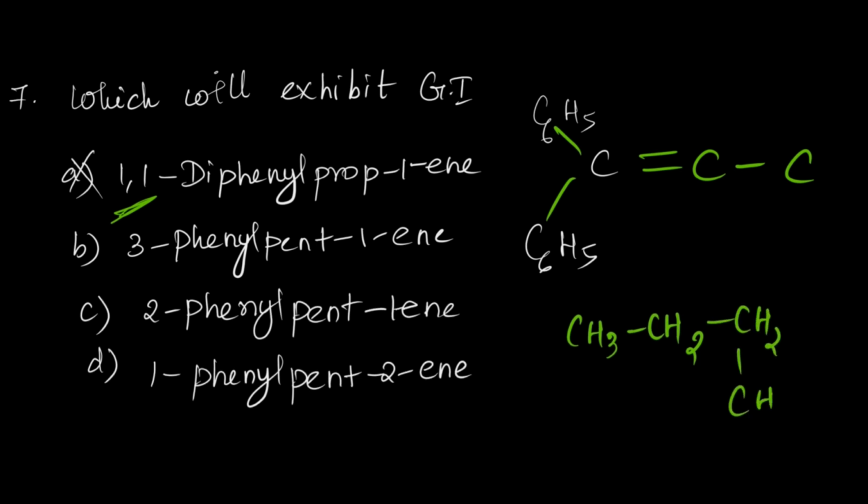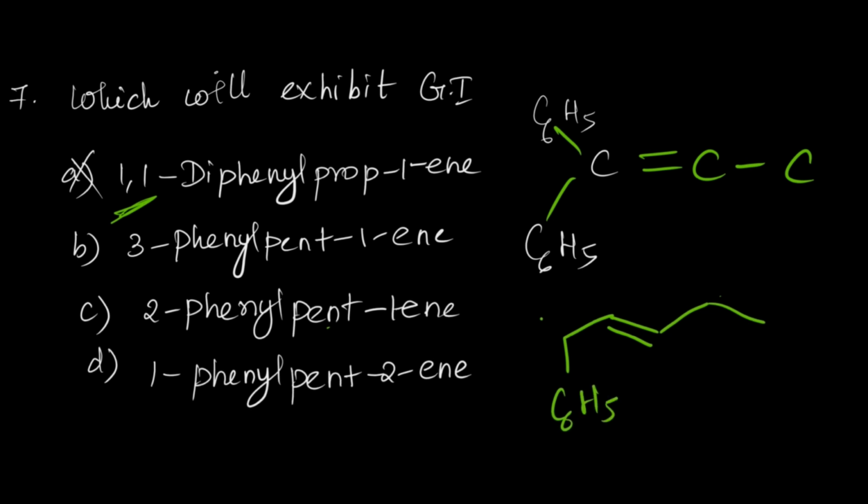CH3, CH2, CH2, CH double bond CH2, and 3-phenyl. Here you can see where the double bond is. The double bond is our main concern. CH2 is there, and similarly in 2-phenylpent-1-ene also the case will be the same. What about the last option, D, which is having 1-phenylpent-2-ene? 1, 2, 3, 4, 5, 1-phenylpent-2-ene.